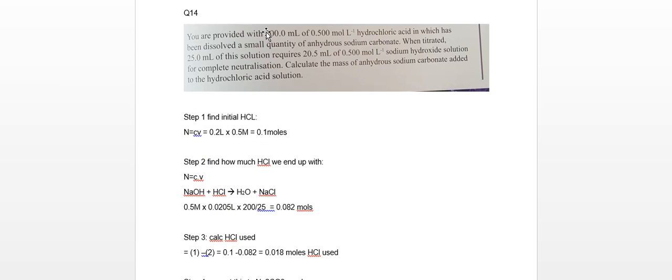But notice we had 200 mils to start with. We've titrated 25 mils at the end of it. Oh dear, we're going to have to scale it. 200 divided by 25 will tell you how many lots of this 25 were present. And we can do that. This works out to be 8, so we end up with 0.082 moles of HCl left at the end of it.